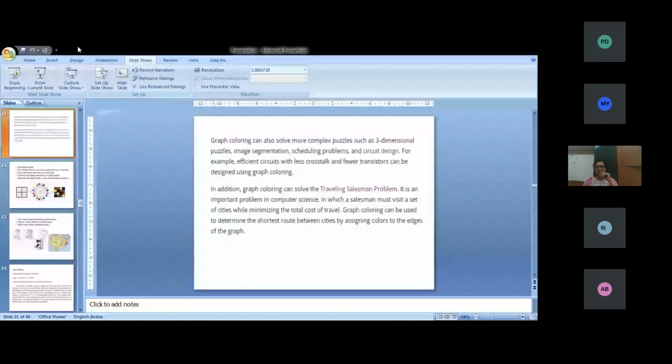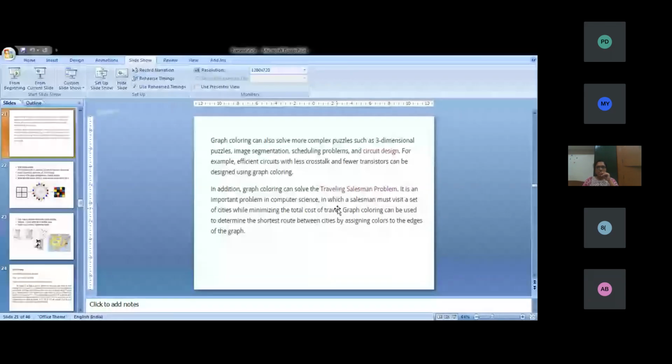So here you'll have three-dimensional puzzles, graph coloring and image problems, and circuit designs also. For example, efficient circuits with few crossings and few transistors can be designed using graph coloring. In addition, graph coloring can solve the traveling salesman problem. So this also we have seen, the traveling salesman problem. Many have known it if you have studied OR. It is an important problem in computer science also.